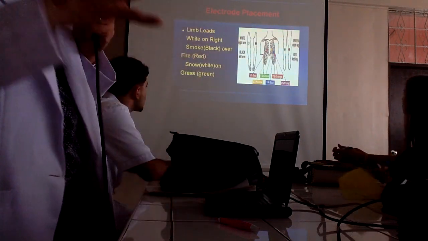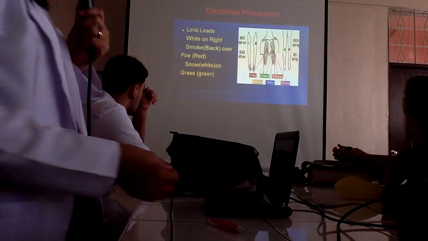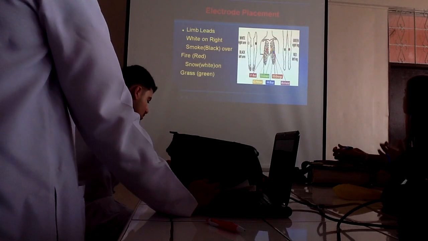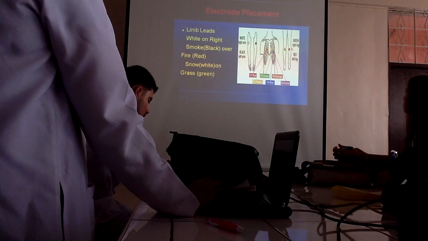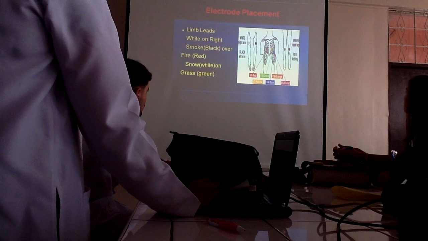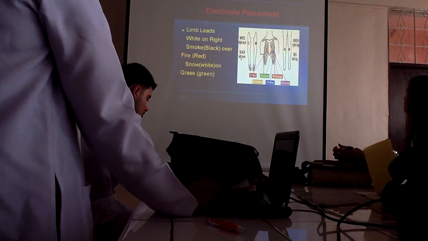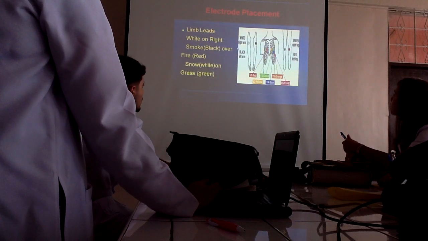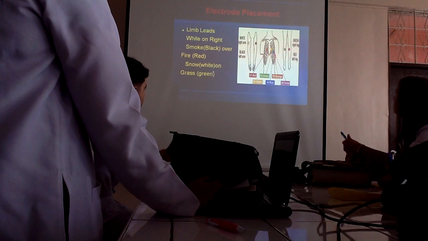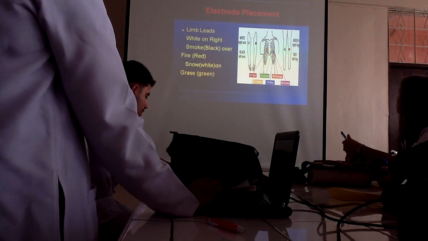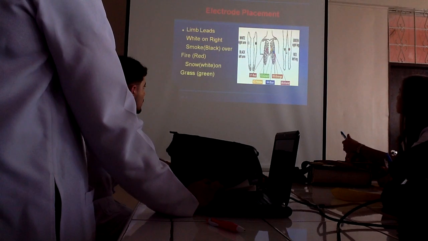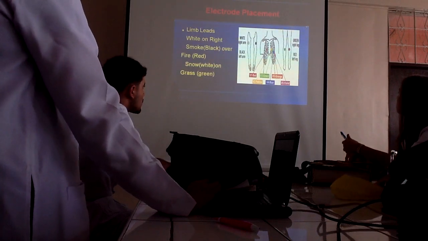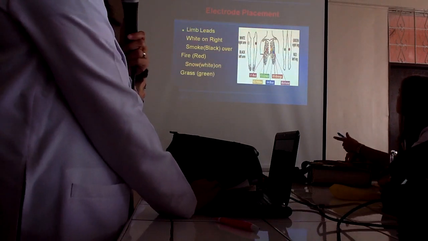Okay? So, electrode placements. Your electrodes are placed on, they are color-coded. Okay? So, on your right arm, you have your white, and then on your left arm, you have your black. On your right leg, you have your green, and on your left leg, you have your red. So, they say it's white on right, white being on top of your, being on right, and then you have snow on grass, which is your white being above your green, and then black over fire, or smoke over fire, because your black is above your red.